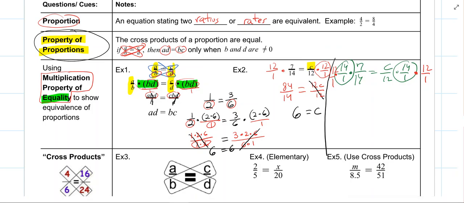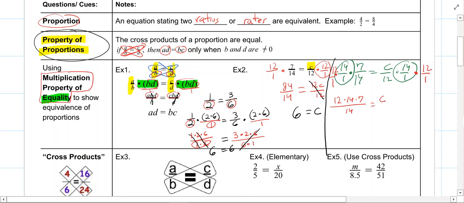All right, so what do we have here? Well, we have 12 over 1 times 14 over 1 times 7 fourteenths. So what does that look like? Well, that looks like this: 12 times 14 times 7 over 14. And on the other side, I have C times 14 times 12 over 12.